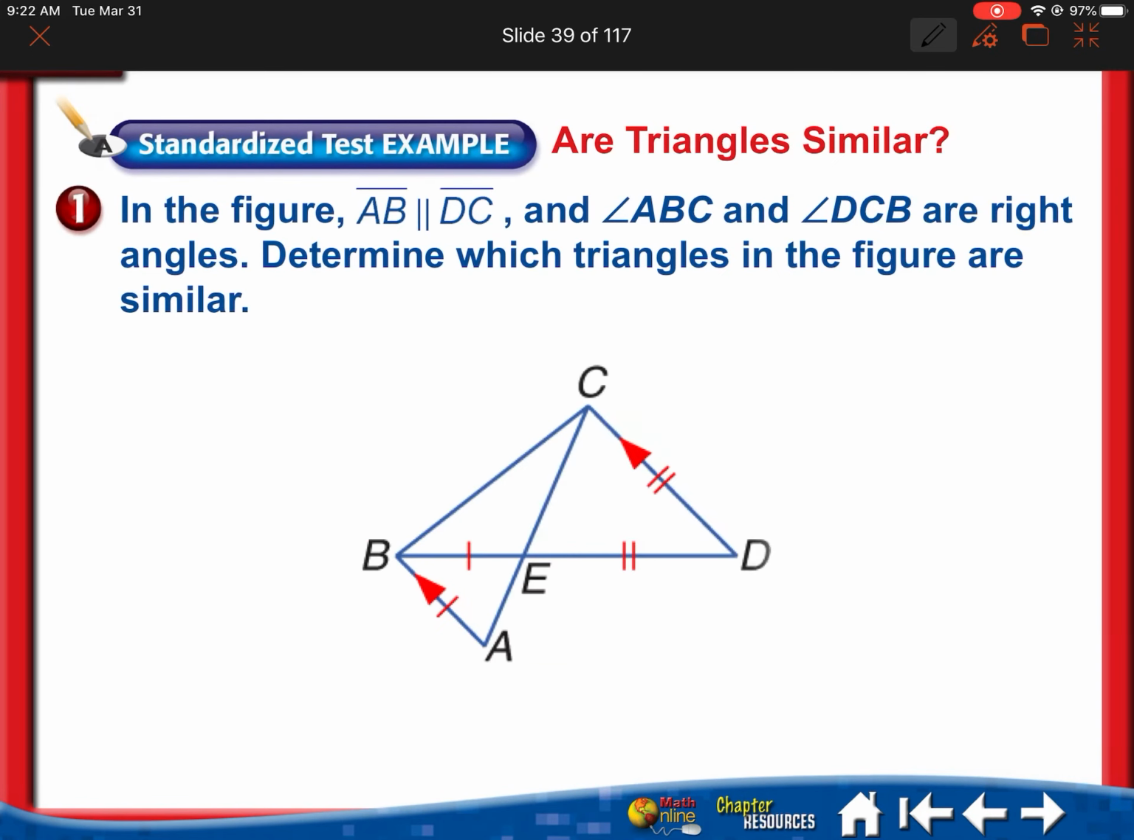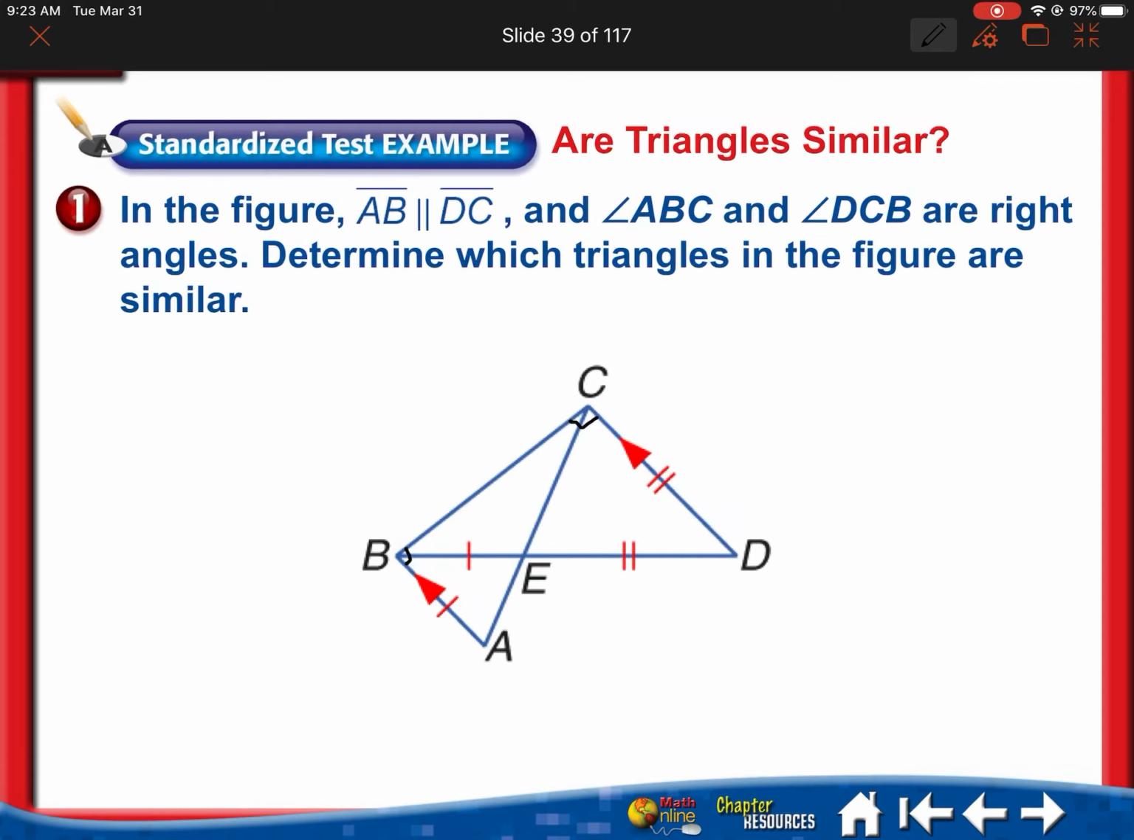So our first example says, in this figure, we know that AB and DC are parallel. They told us that, and they are showing it in the figure by the triangles. And angles ABC and DCB are right angles. So ABC is a right angle, and DCB, that one is a right angle. It says determine which triangles in the figure are similar.